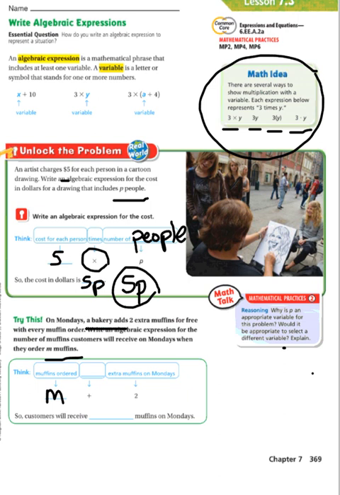The bakery adds. So we're going to have an addition symbol here. So it will be plus. And then they add 2 extra muffins. So 2 is already there for us. So the customers will receive m, however many muffins they get, plus 2 more. 2 muffins on Monday.